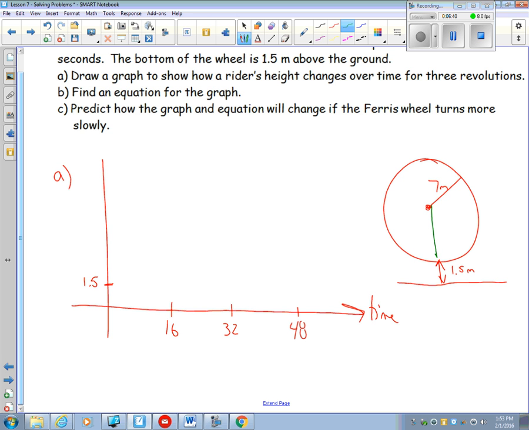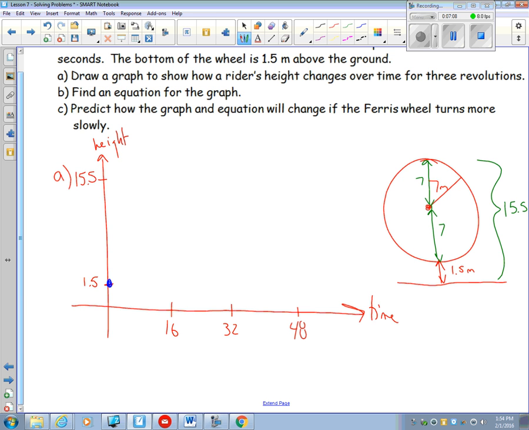Well, that's 7. And that's 7, which makes a total of, how high above the ground? 7 plus 7 plus 1.5, 15.5. Okay, so I know I have to go up to 15.5, and this is my height.